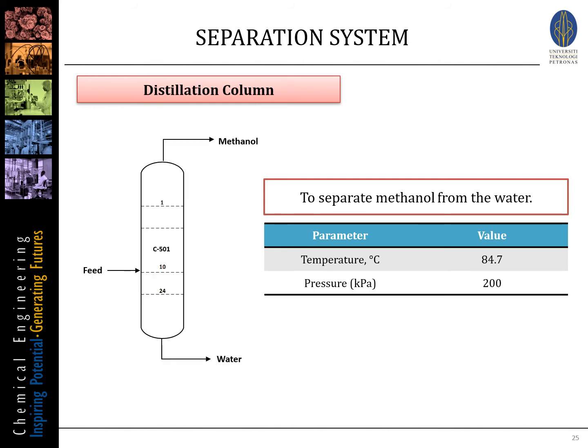And finally here we have the distillation column, which is to separate the methanol from the water. The temperature for this column is 84.7 degrees C and pressure of 200 kPa.